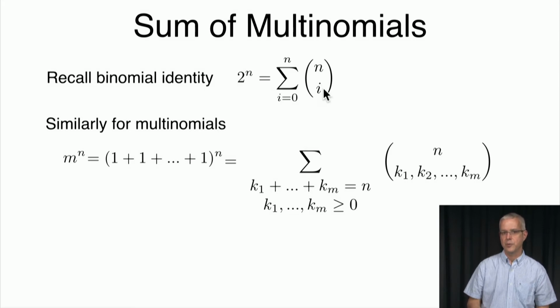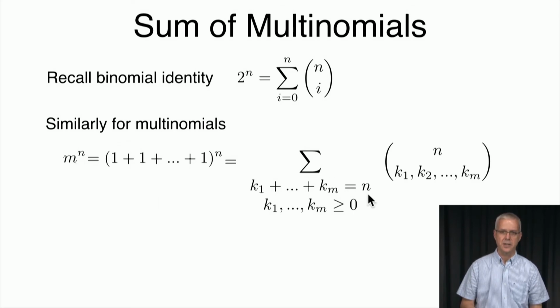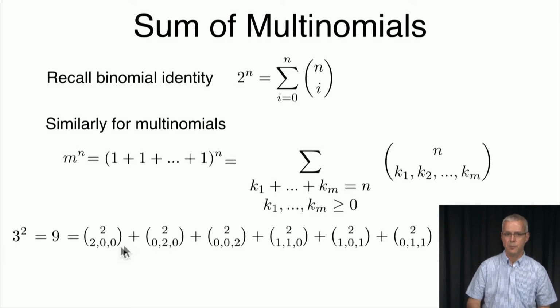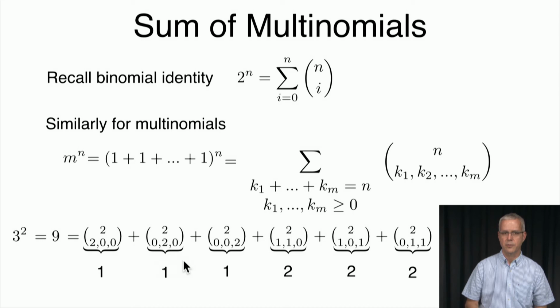So for binomial coefficients, 2 to the n is the sum of the binomial coefficients, and for multinomial coefficients, we get that m to the n is the sum of the multinomial coefficients, with m terms here. Okay, so for example, if we take m is 3 and n is 2, that's 3 to the 2, which is 9, that's going to be equal to the sum of all the multinomial coefficients, 2 choose 2,0,0 plus 2 choose 0,2,0, and so on. And you notice that these are 1 and 1 and 1, and these are 2 and 2 and 2, so we get 3 plus 6, which indeed is 9.